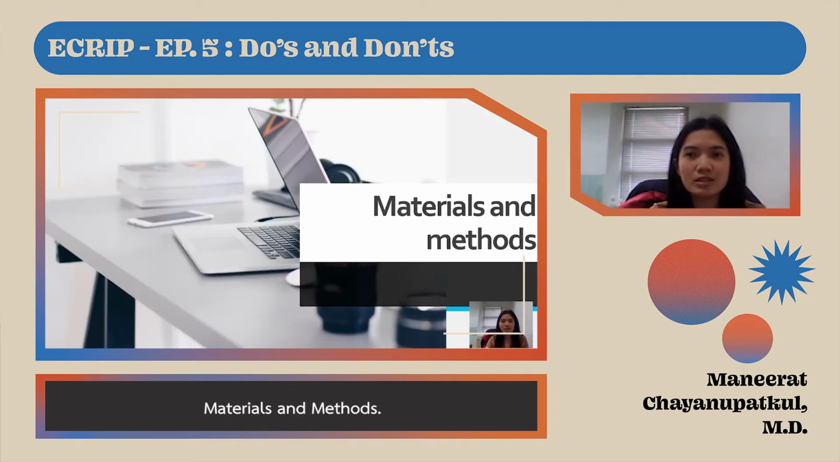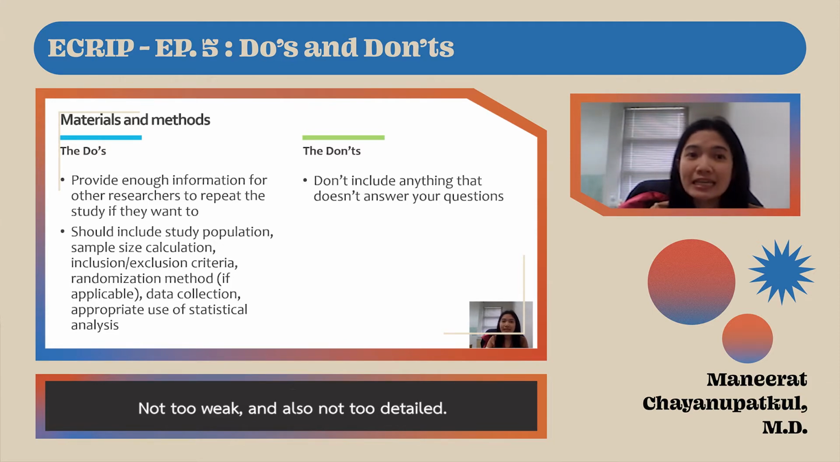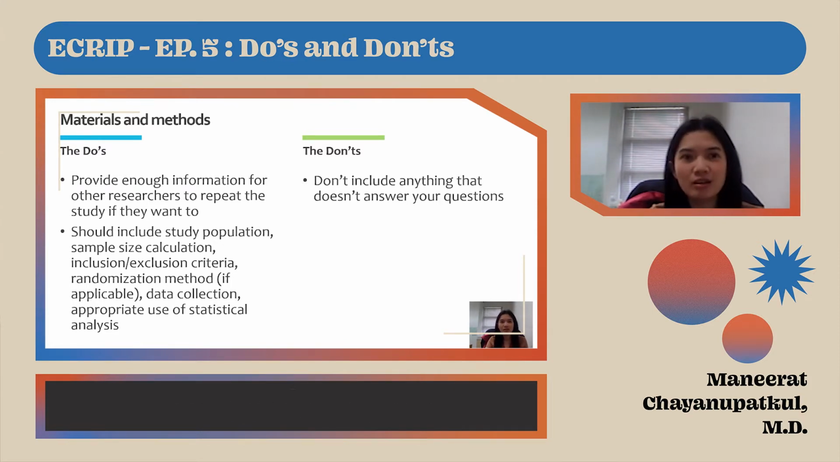Next, the materials and methods. This section helps readers understand how we conducted our research. The do is that sometimes our results are so interesting that other people want to repeat the study to look at other aspects of the disease. So you should provide enough information about your methodology for other researchers to repeat the study if they want to. Not too vague and also not too detailed.